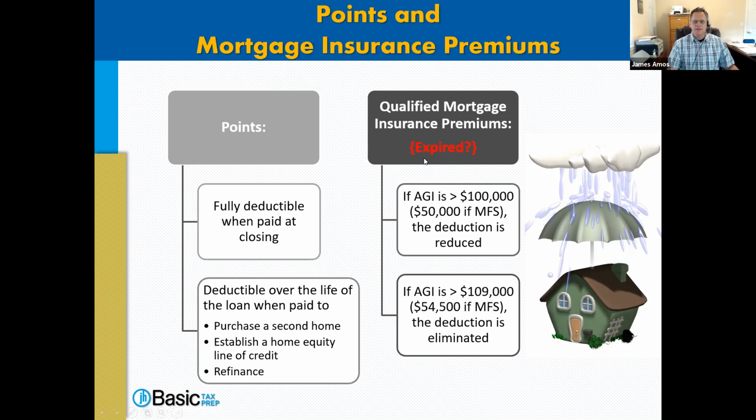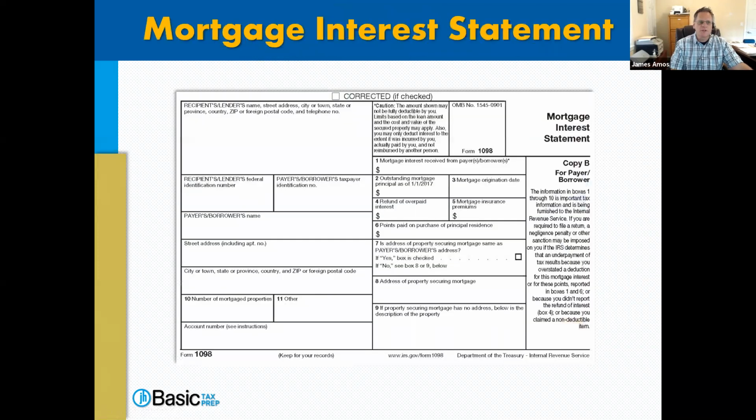And notice this qualified mortgage insurance premiums, we already found out they're expired. This slide even tells me that. And as you can see, I haven't reviewed this slide since 2 weeks ago, so I had even forgotten this was on here, and this would have answered our question that Sheila brought up earlier. So points is all I want you to focus on there. So here's a mortgage interest statement, also called a Form 1098, mortgage interest statement.